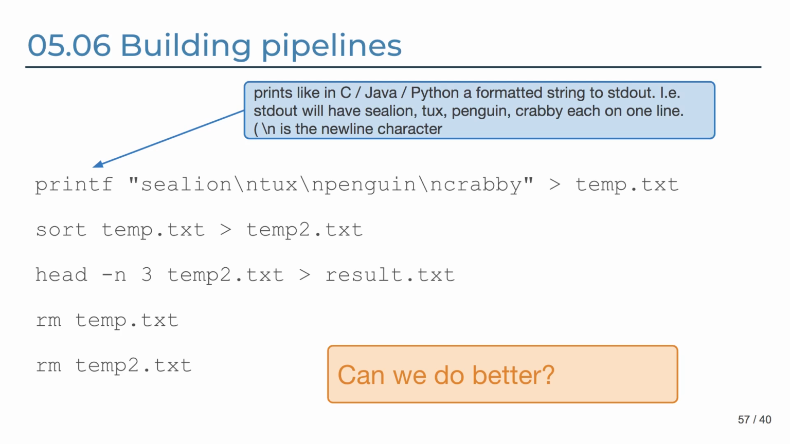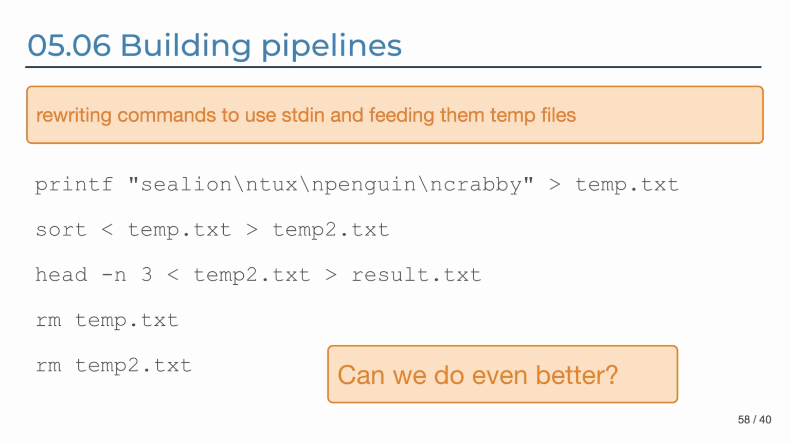However, it's kind of bad. Why is this bad? Well, there are two things that can be improved. First, we always have to go over disk, so it's very slow. We have to write a lot of data there, and we have temporaries that we have to delete afterwards. So the first step to rewrite this in a better form is to change the syntax so that we don't use arguments anymore, but rather standard input.